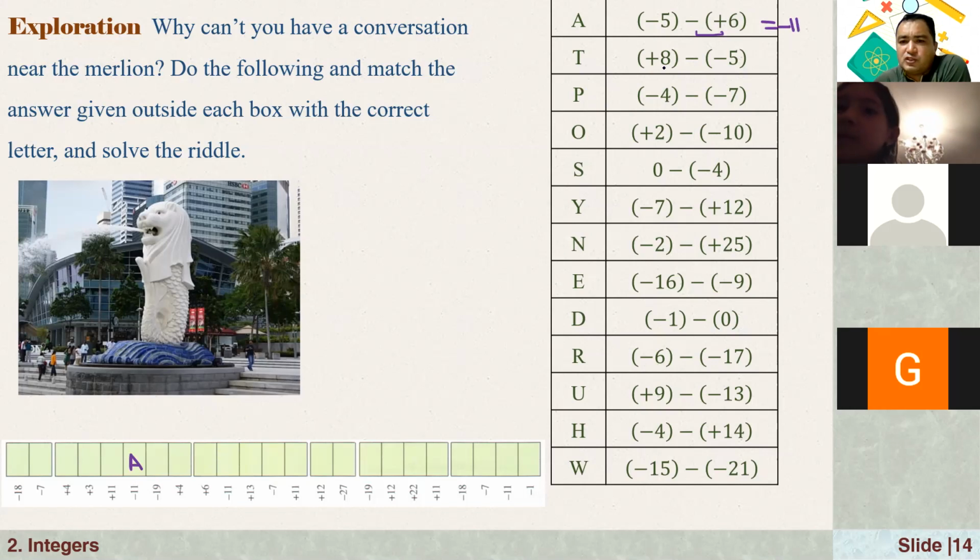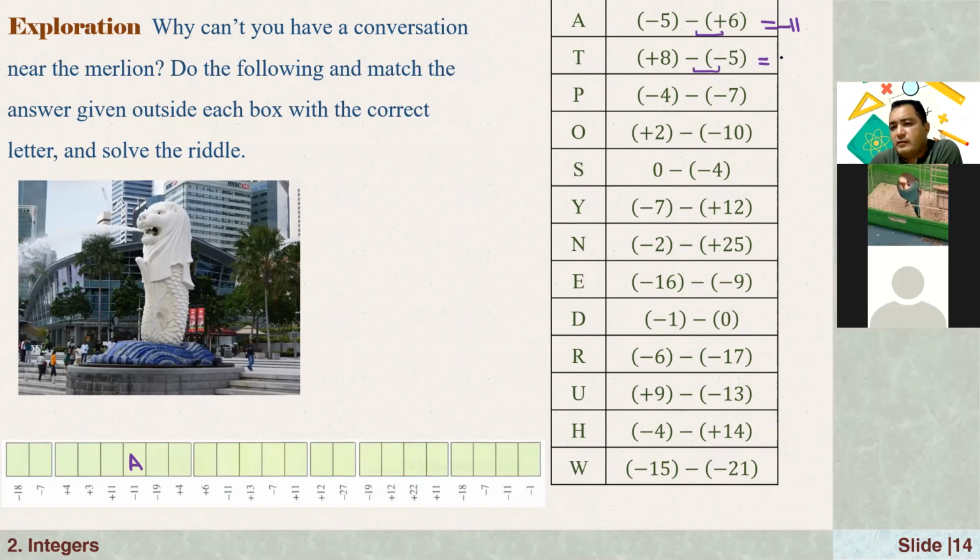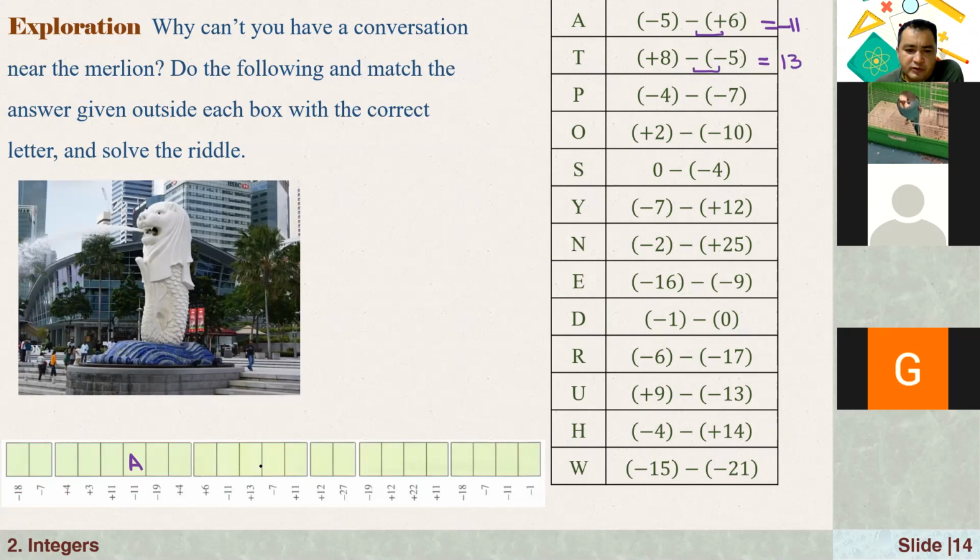Okay, Neil, next question. Positive 8 minus negative 5. What is it? Is it negative 3? No. Minus minus is plus. So 8 plus 5. Okay, 13. Positive 13. So T, where is 13? Here, right? Positive 13. So this one is T.